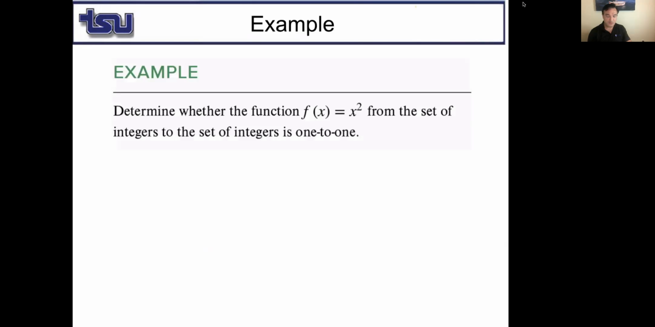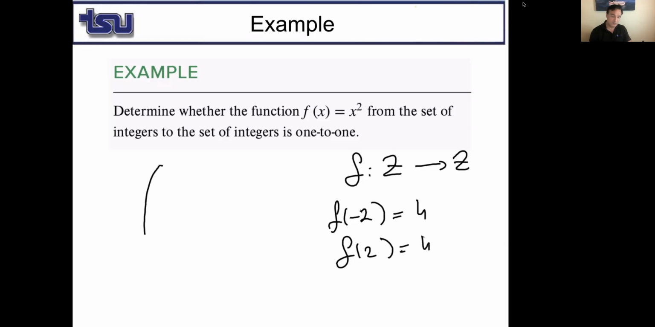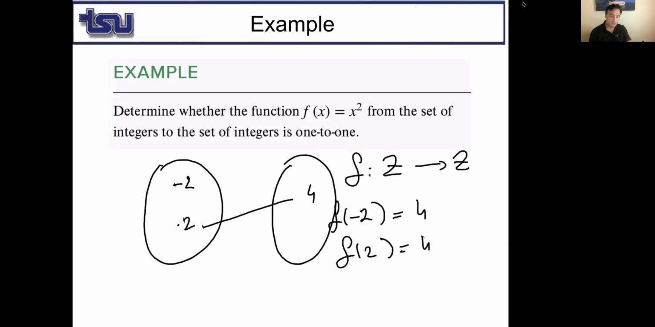How about this one? Is this function one-to-one? Well, this is a function from integers to integers, right? Think about this, f of -2 is 4, and f of 2 is also 4. In other words, if this is the domain and this is the codomain, this is 4, this is -2, this is 2, both of them are mapping to the same thing. So you have f of 2 is equal to f of -2, but 2 is not equal to -2. So therefore, this is not one-to-one.